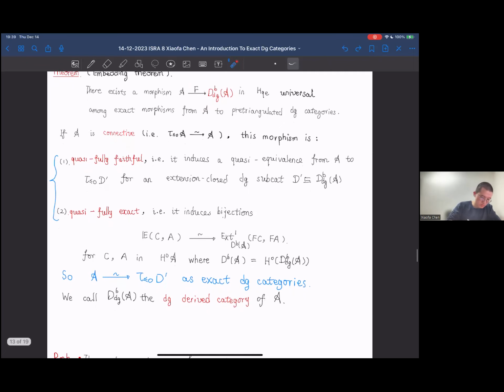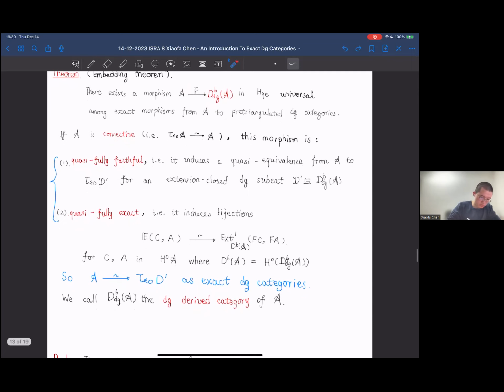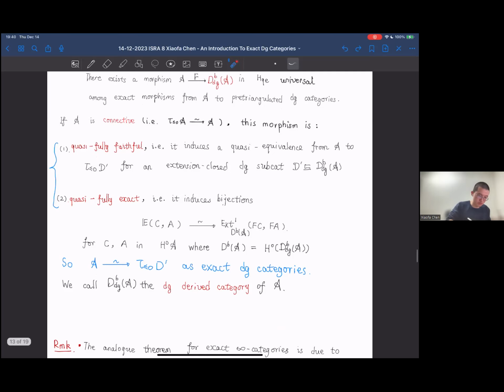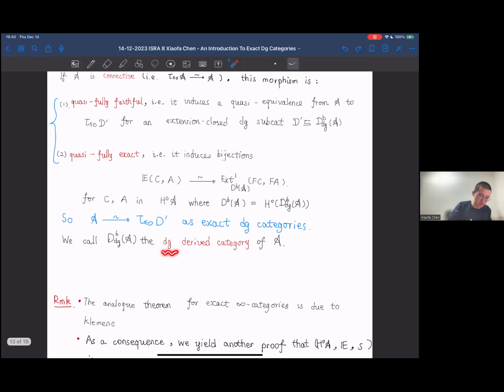When A is an ordinary exact category, then D^b_dg(A) is the canonical DG enhancement of the canonical bounded derived category of the exact category. So that's why we call this the DG derived category of A, and this notation.